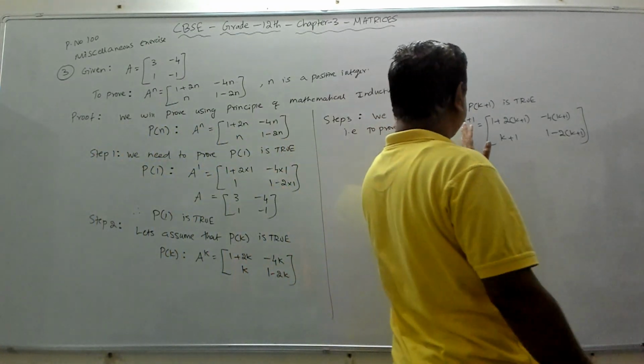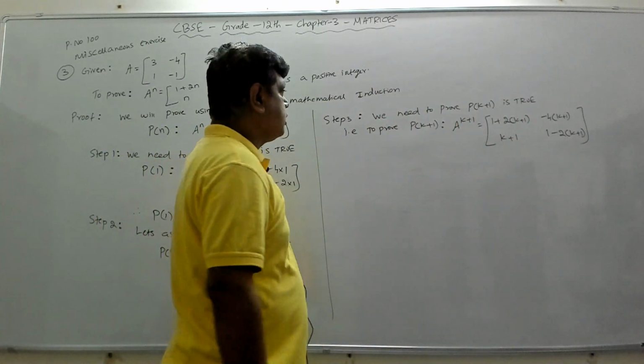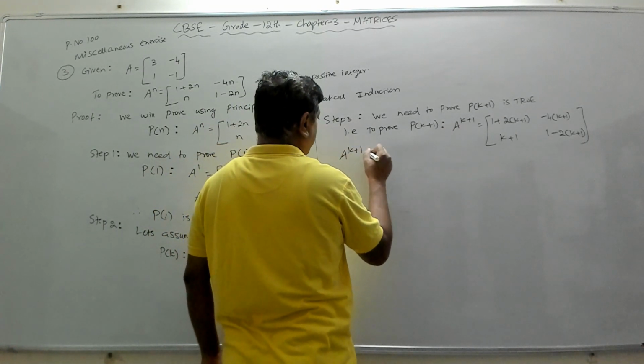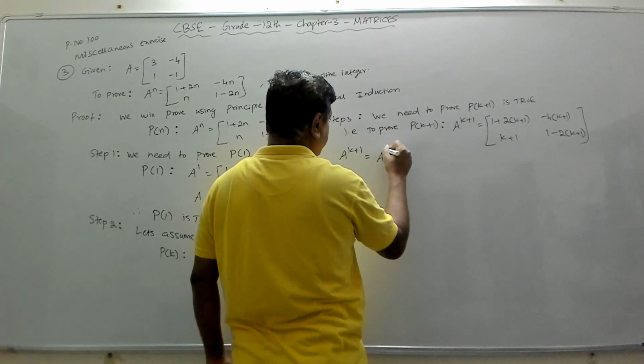If you have to prove this equal to this, we have to prove LHS equal to RHS. So we'll take the left hand side, which is A power k plus 1. Now A power k plus 1 can be written as A power k into A.